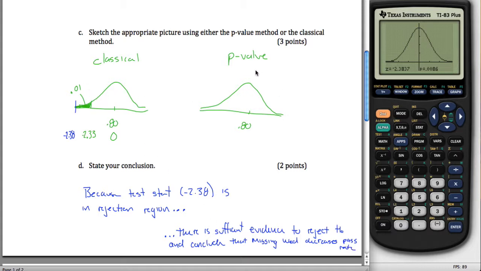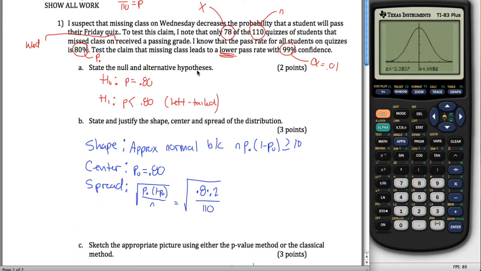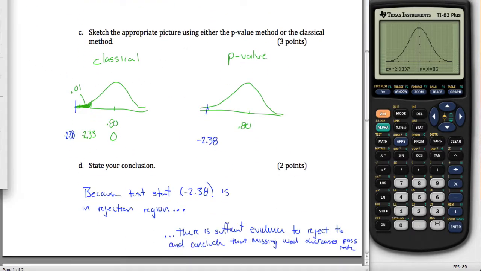Had I done this using the p-value method, I wouldn't have needed to set up these rejection regions. I would have just jumped straight to the part where I find that my test statistic is negative 2.38. That's the test statistic that corresponds with this value of p hat, 78 over 110. I guess I could put that into my picture here. That's this up here. So 78 out of 110, whatever proportion that is, has a corresponding test statistic of negative 2.38.